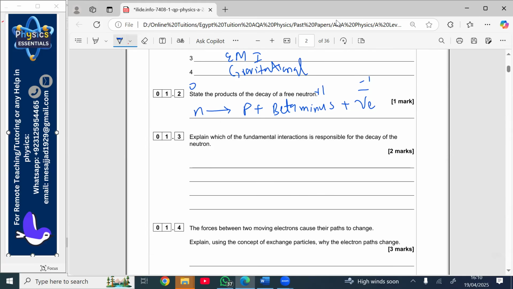1.3. Explain which of the following interactions is responsible for the decay of the neutron. So again, it's very easy to understand that a neutron, when it decays, turns into a proton and an electron or a beta minus, right? So whenever beta or electron is a lepton, and in all the interactions in which you have leptons, they are actually weak interactions. So what are you going to write? Weak interaction.